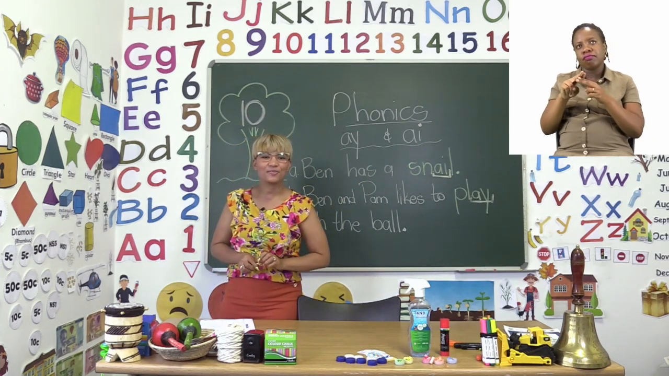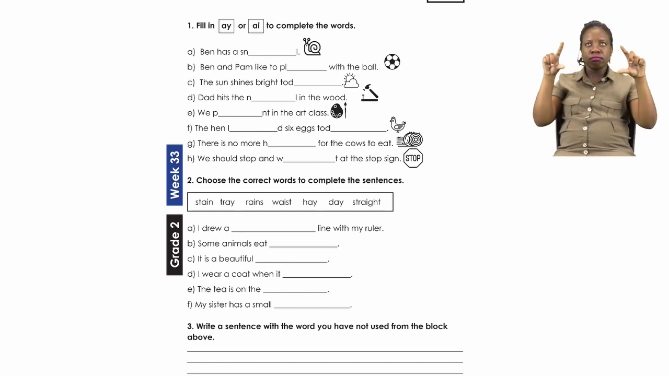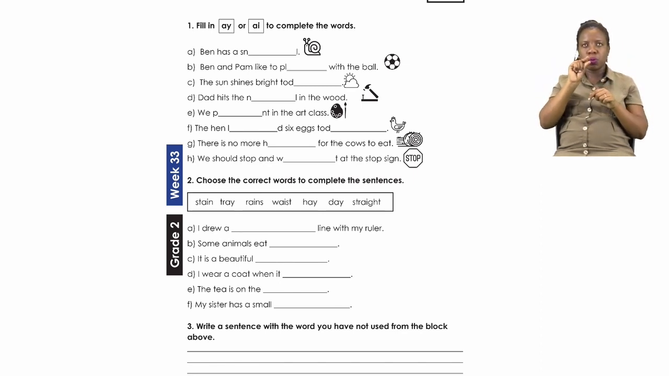Now let's quickly go back to the page and have a look at number 2. Now number 2 says you have to choose the correct words to complete the sentences. Now you will see the words there in the little rectangular block, and just below it you have all the sentences that you must complete. Now let's quickly look at the words. These words are sustain, tray, rains, waste, hay, day, and straight.